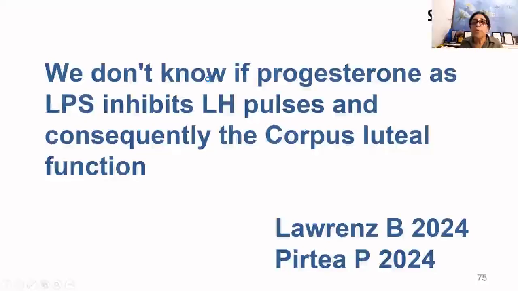So this was a comment in a paper that in this protocol, though it is good, it is simple, we don't know if progesterone as luteal phase support inhibits the LH pulses and consequently the corpus luteal function, because we are starting progesterone before ovulation has occurred. So once you start progesterone before ovulation, before the LH surge, it could inhibit the LH surge and maybe the corpus luteum doesn't form at all. So then the whole purpose of this protocol would get defeated.